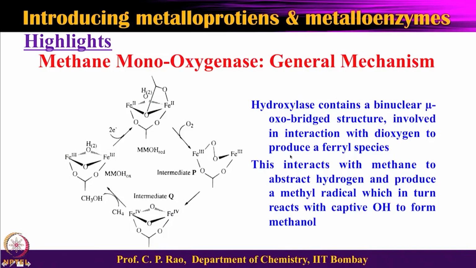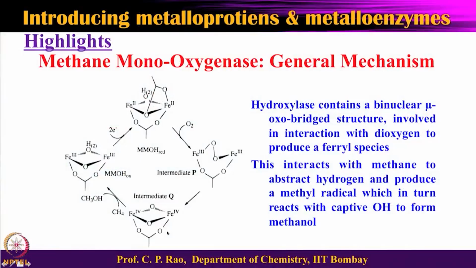Let us look at another example. Cytochrome P450 is used for camphor and many other things, but one specific one which converts methane to methanol is called methane monooxygenase. And methane monooxygenase, unlike cytochrome P450, is not a heme kind of protein, it is a non-heme enzyme.